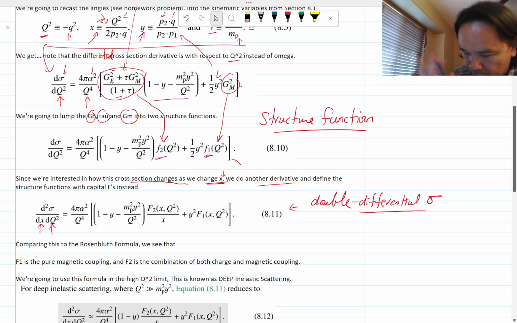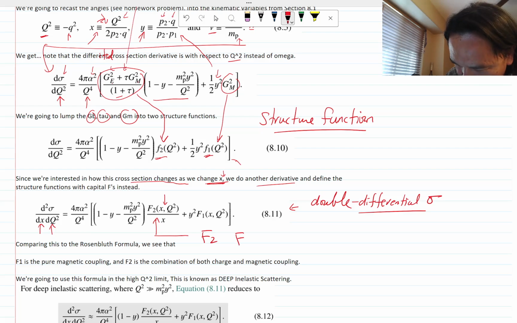When you do this, you're going to move a lot of stuff around, but instead of dealing with that, we're going to define yet another new set of structure functions, capital F2 and capital F1. These structure functions are not calculable, because they depend on the strong interaction inside the proton, so we cannot do any calculations with them anyway. There's no reason to keep track of the functional form, because we can't write one.